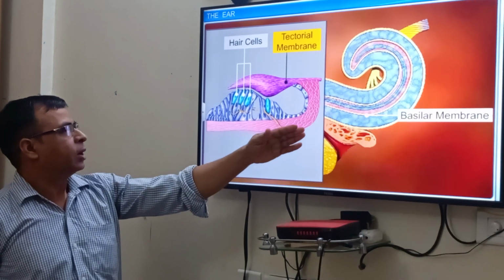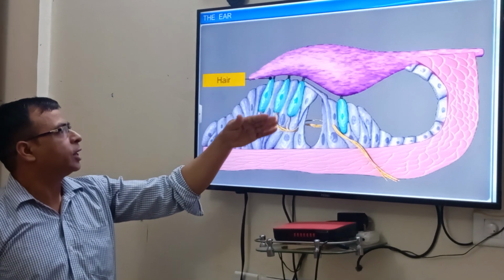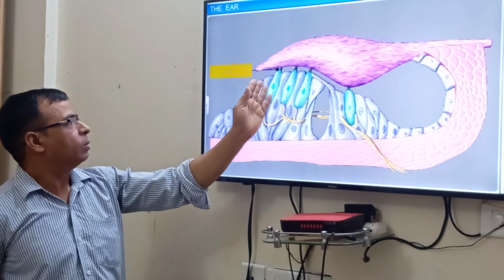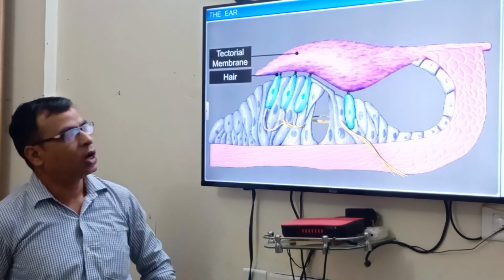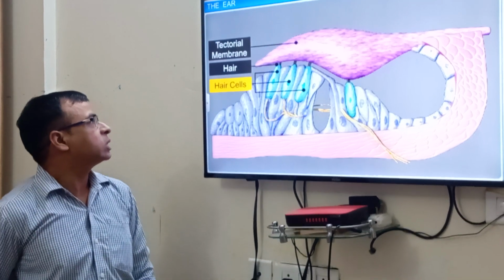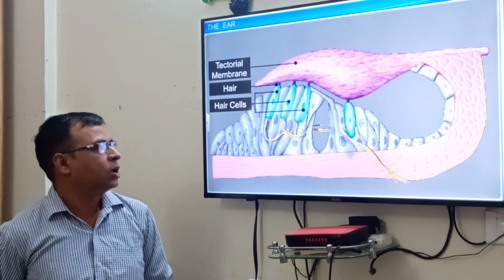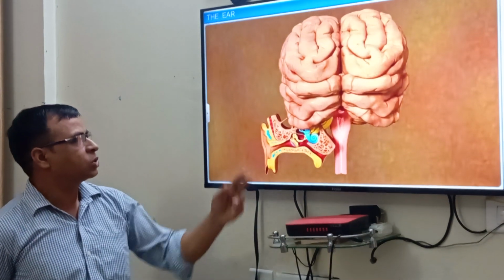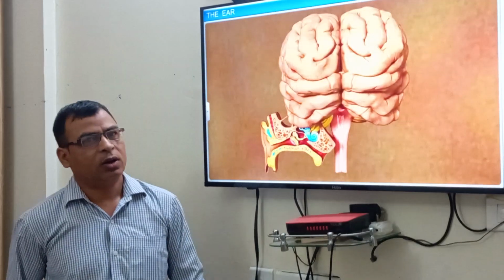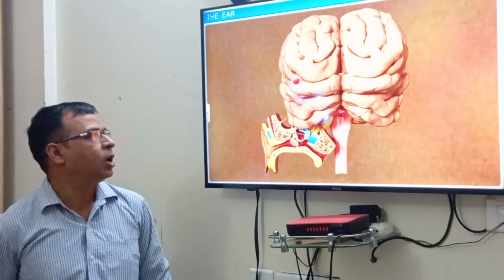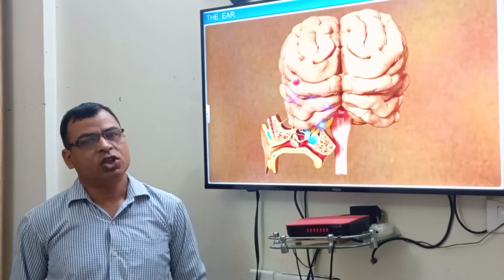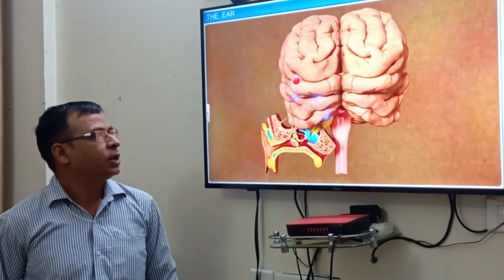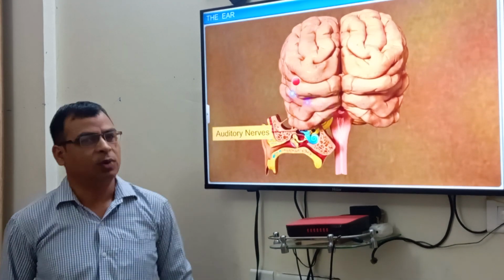The movements of the basilar membrane create pressure on the tectorial membrane by the hair cells, and this creates nerve impulses in the auditory nerves. These go to the brain, the auditory cortex, where they are analyzed, and we hear the sound after recognition.